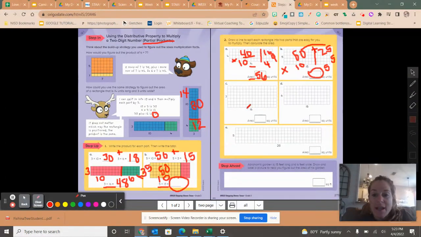You're going to do the same thing here. You're going to break up 16 into 10 and 6. You'll break up 15, and you'll break up 28. So what I want you to do is do these 3 on your own. Make sure you finish B here. And I can't wait to see how you guys do. Good luck.